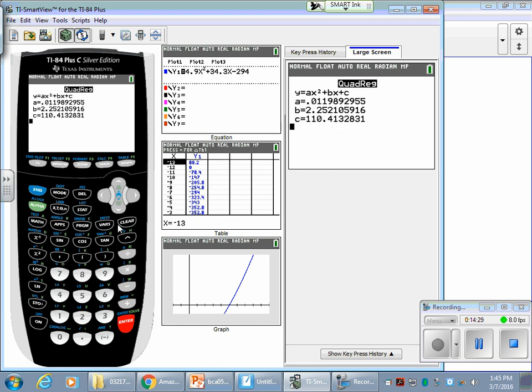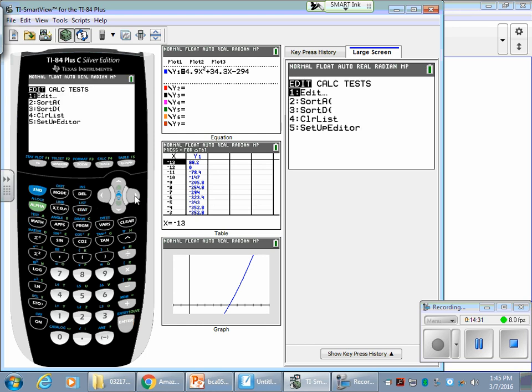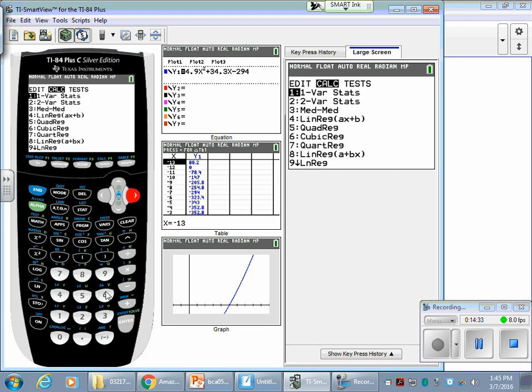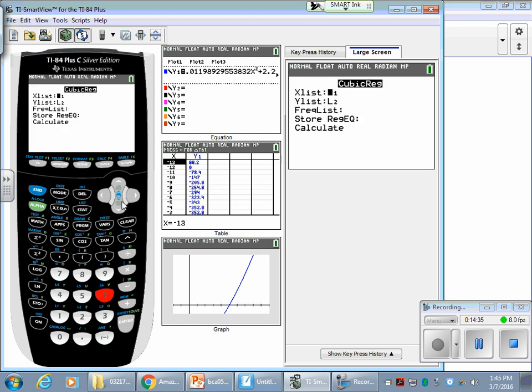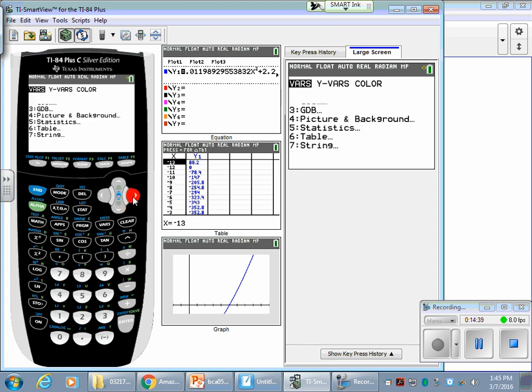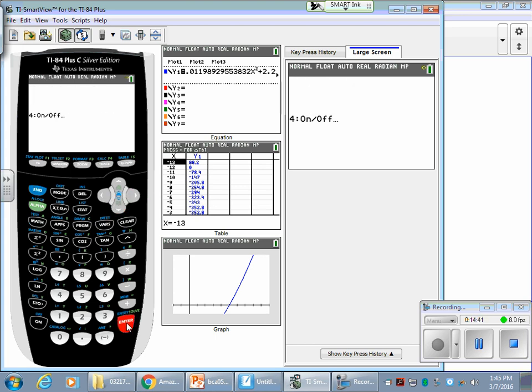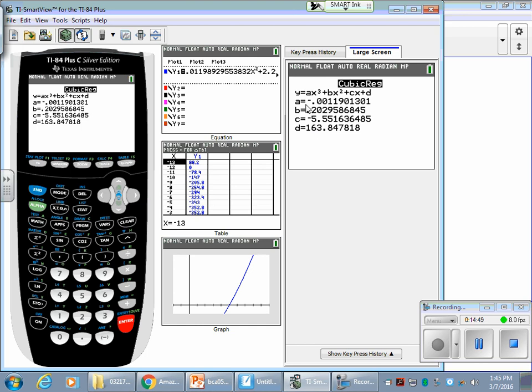Then they want me to find a cubic model, stat calc number 6. I'm going to store this one in Y2 so I'll have it. And calculate that. Here's my cubic model. Now notice with the cubic model it looks a little bit different than quadratic because you've got a number in front of the x cubed and a number in front of the x squared and a number in front of the x, and then you've got a constant. And it's already in my Y2.